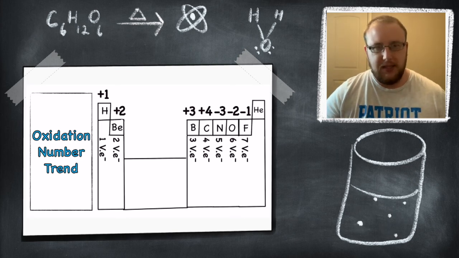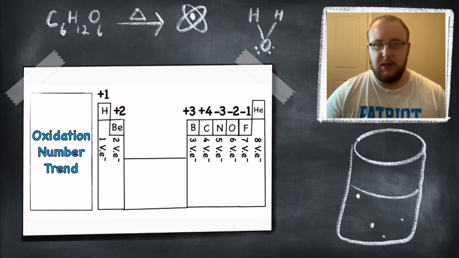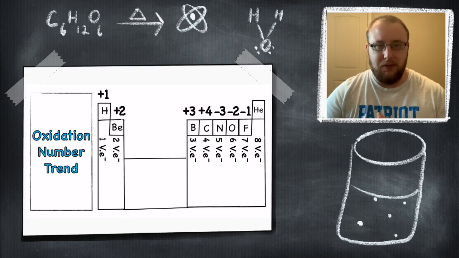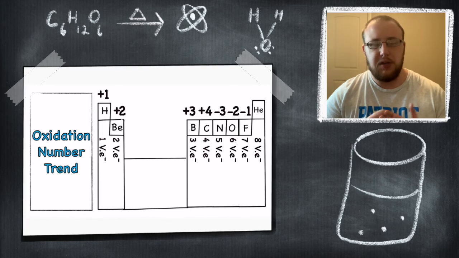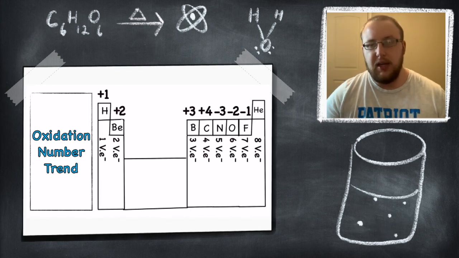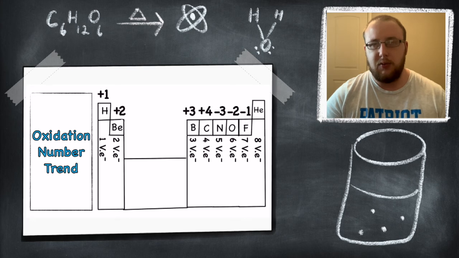Our noble gases, or anything vertically underneath helium, they have 8 valence electrons. They're super stable. They don't want to react with anything. You can say they have oxidation number 0, but just understand those are your only elements with 8 valence electrons, and it takes a ridiculous amount of pressure, temperature, etc. to get these elements to react with anything.